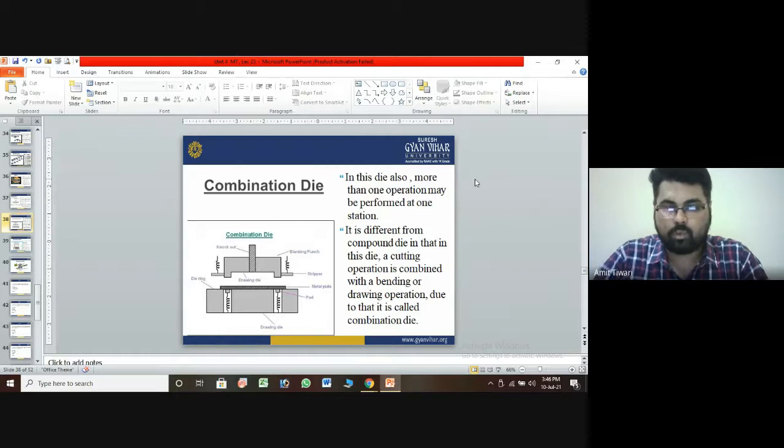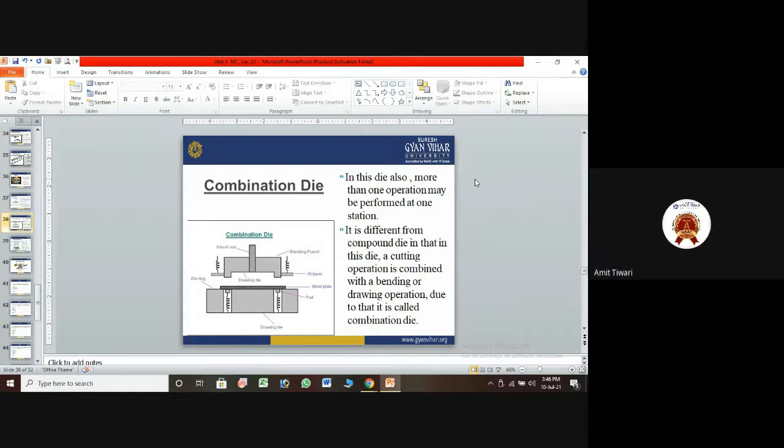So it is a difference from the compound die in that in this die, a cutting operation is combined with the bending or drawing operation. That is called a combination die. So this combination die will be used for the same.